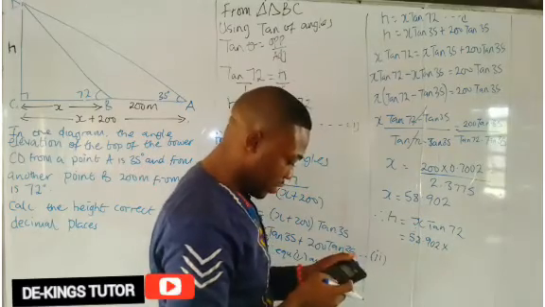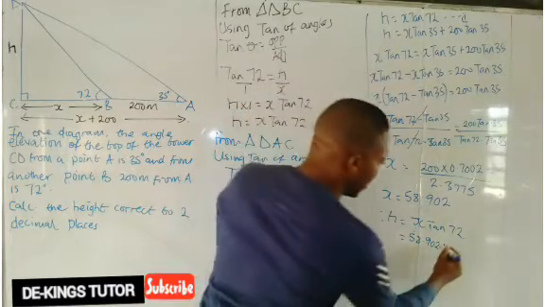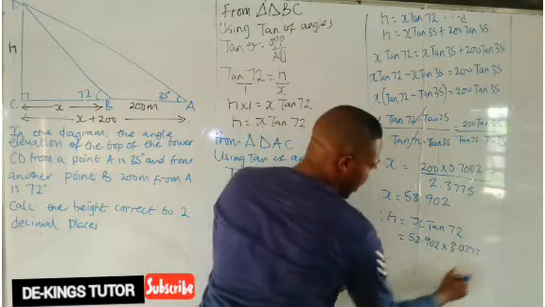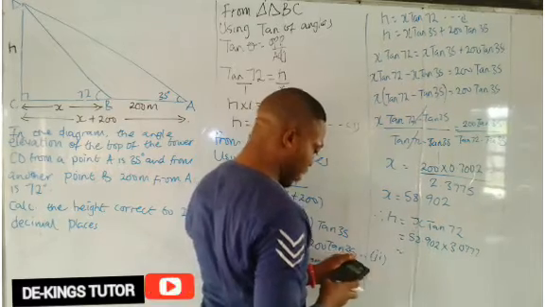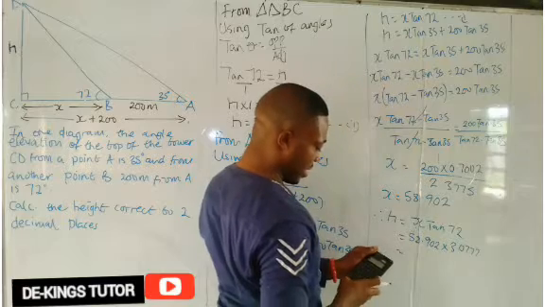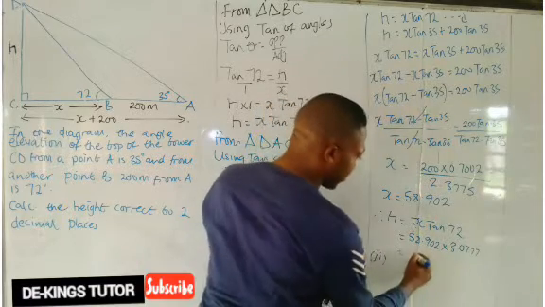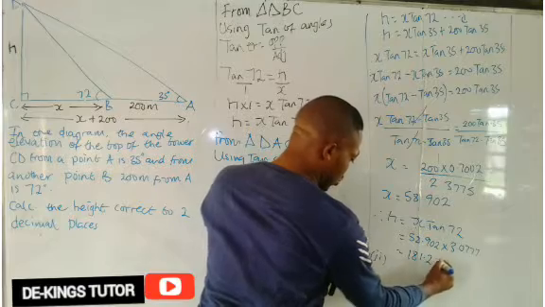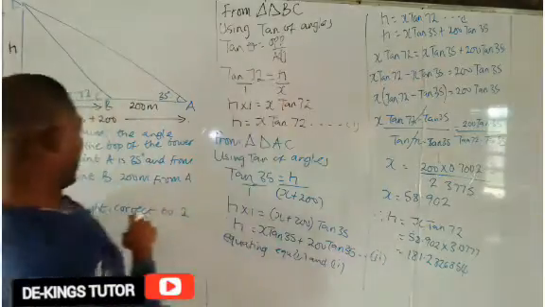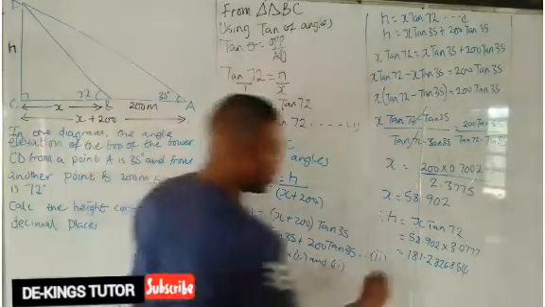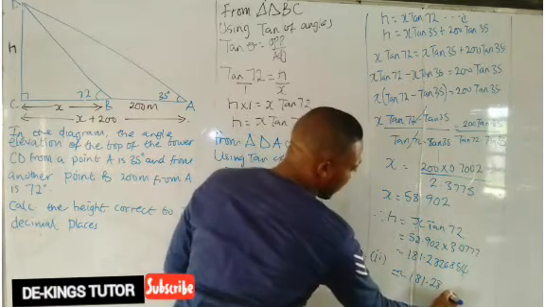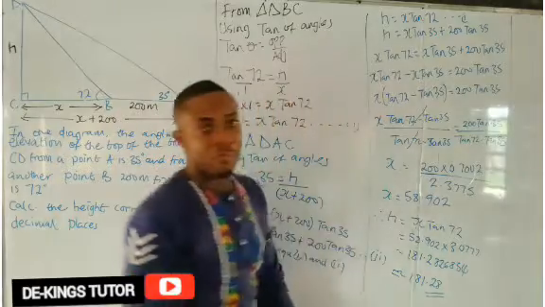Using our calculator, tan 72 is 3.0777, so we have 3.0777 times 58.902. We have 181.2826854. Remember they said correct to 2 decimal places. So we have 181.28. That is the height of the tower.